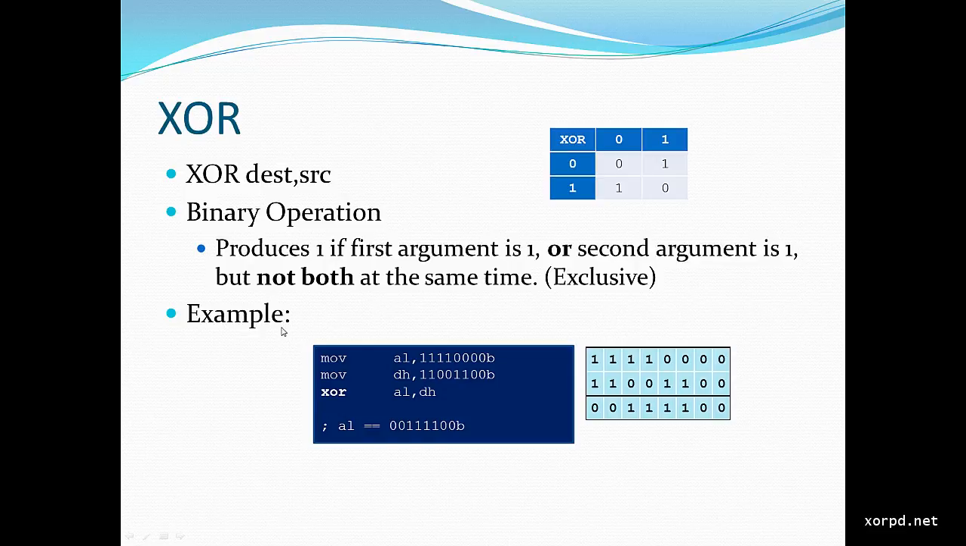Let's look at an example. We have here the same numbers, just like in the previous examples, but this time we use XOR. So here we have AL, and this is the value of DH, and we XOR bitwise. 1 XOR 1 equals 0. 1 XOR 0 equals 1. 0 XOR 1 equals 1. And another example for a pair, 0 XOR 0 equals 0. So eventually we get this result.